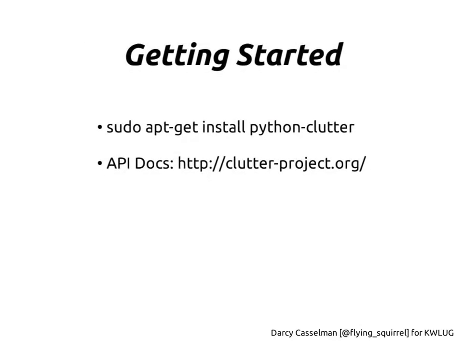If you want to get started using Clutter, if you're on Ubuntu, then the Python Clutter package will pull down the C libclutter binary as well as the Python bindings for it. The package, if you just want the C library, is called libclutter. The API documentation is available on the Clutter project website.